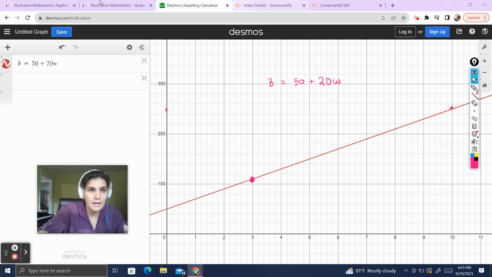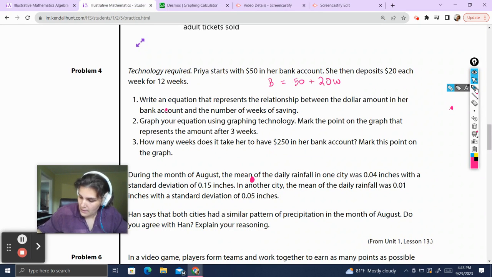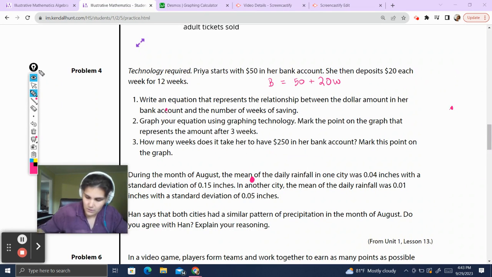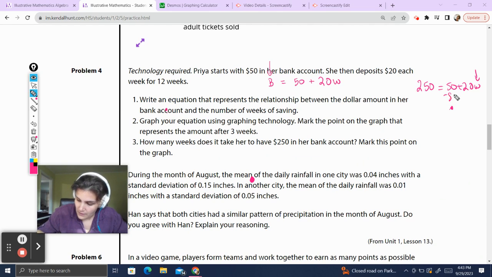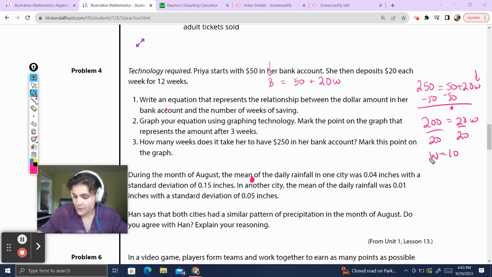And we can actually do that using the equation as well. So let's go ahead and do that using the equation so you can see the 2 ways to do these types of questions. So we want to know when she has $250. Now B represents her money in the bank account. So we're going to say 250 is equal to 50 plus 20 weeks. And we're now solving for the number of weeks it takes her to get there. So I'm going to subtract 50 from both sides, which gets me 200 is equal to 20 weeks. I'm going to divide by 20, and I'm going to get weeks equals 10, which is just what we saw on the graph, that it takes her about 10 weeks to get that amount in her bank account.